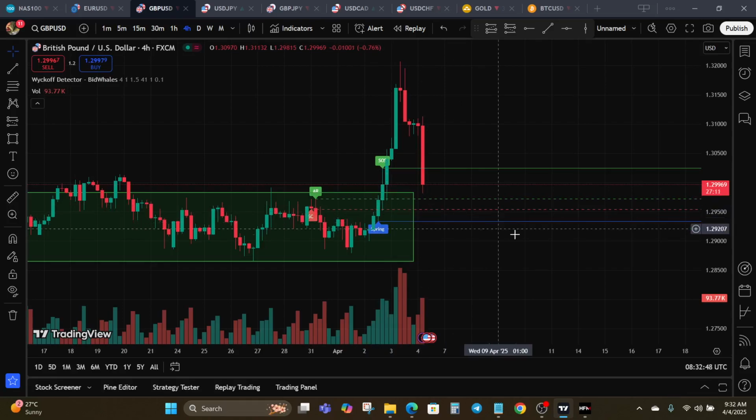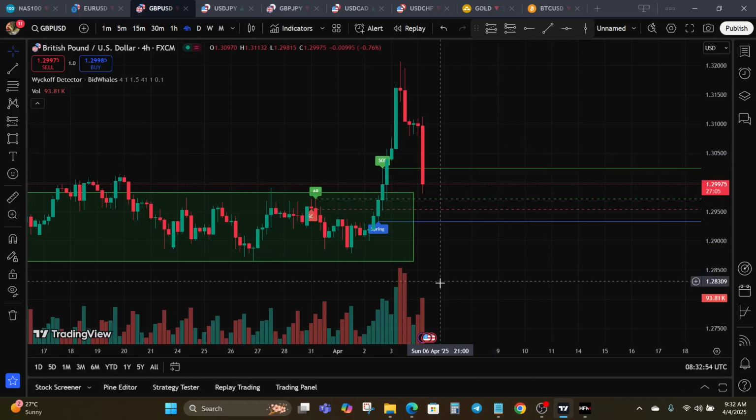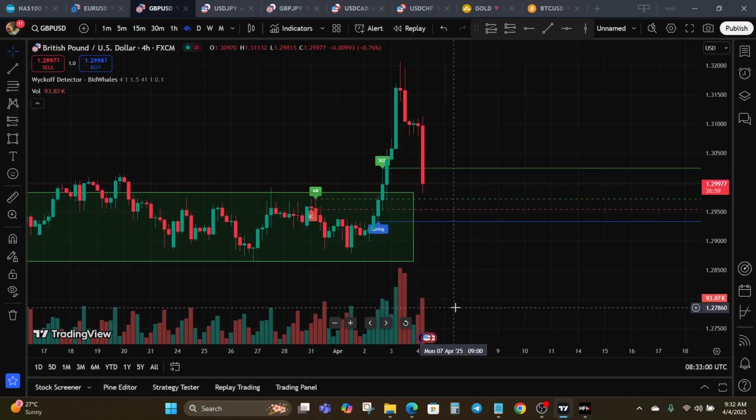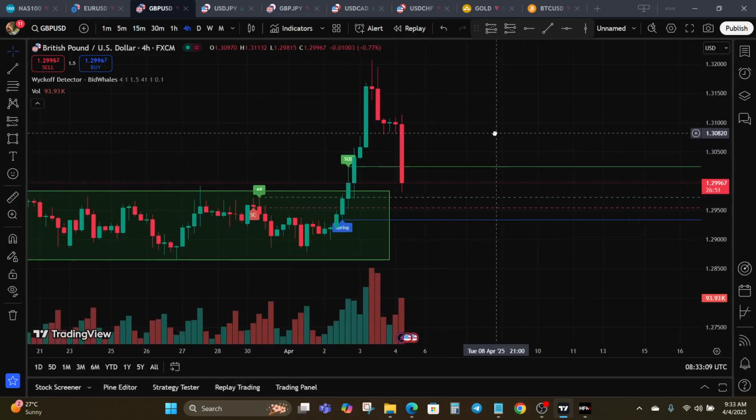Now, the distribution phase is where institutions offload positions to retail traders. Price might still rise, but volume starts to decrease and moves become erratic. The Wyckoff indicator can flag this by giving you hints as to possible reversals.